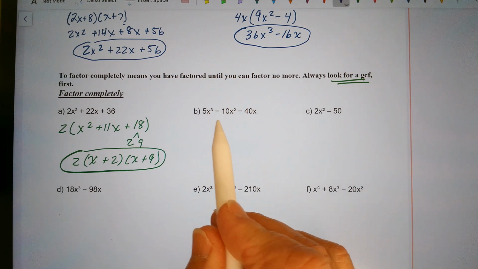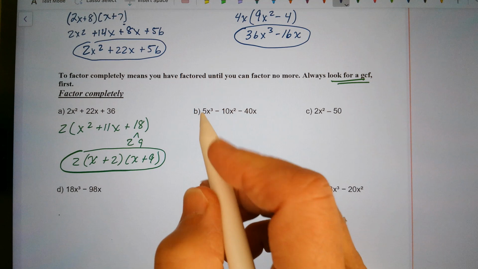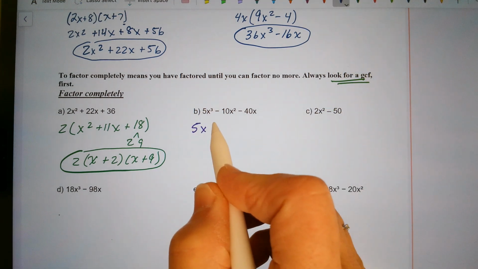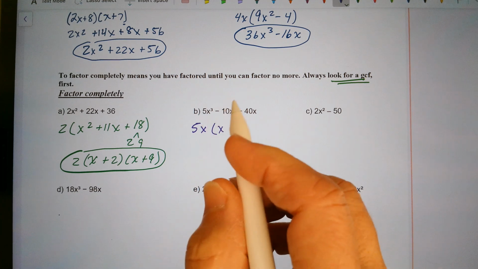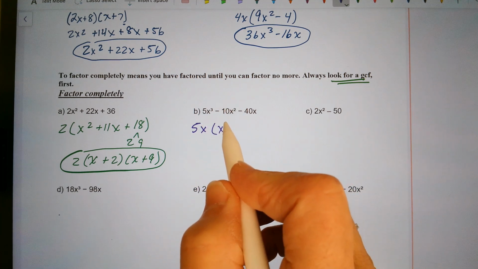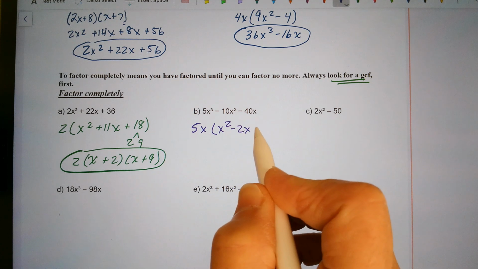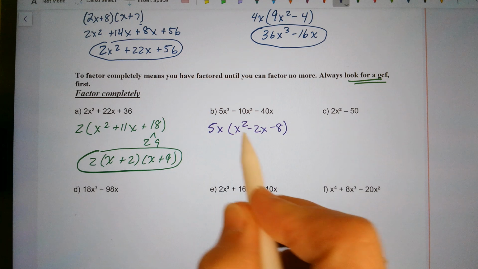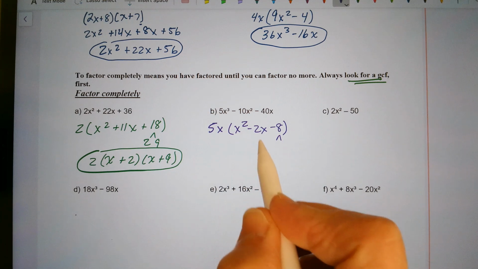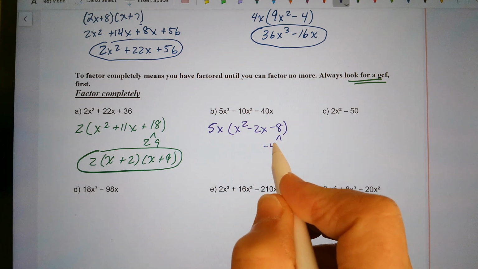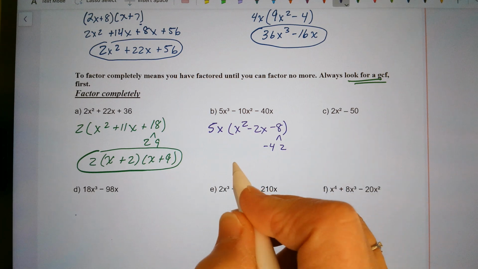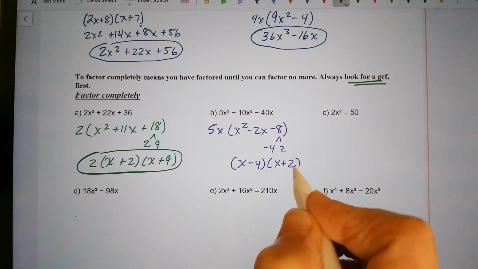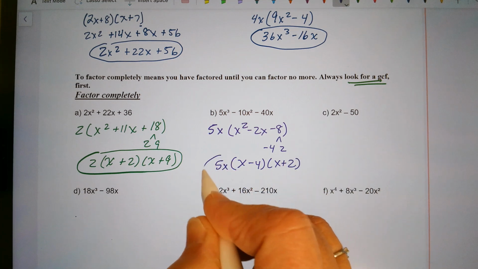B, looking at these three terms, there's 5x, that's a GCF. Factoring out 5x, we get x squared minus 2x minus 8. Trinomial, the leading coefficient is 1. Factors of negative 8 that sum to negative 2 are negative 4 and 2. This factors into x minus 4 times x plus 2, and bring down the GCF 5x.